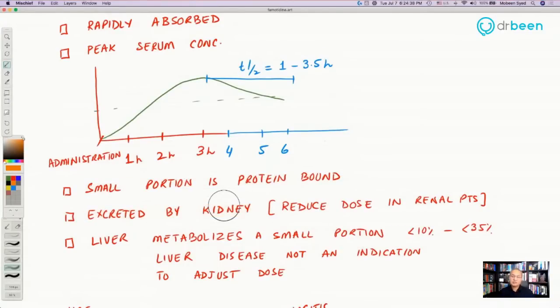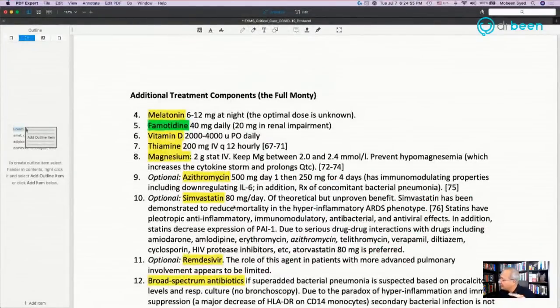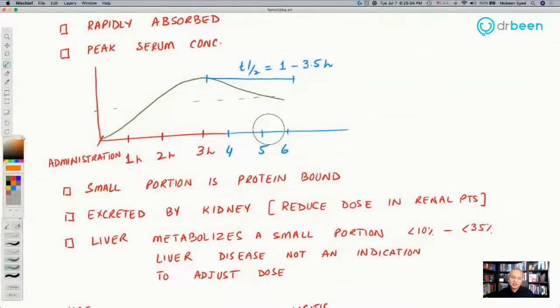And because they are excreted by the kidney, anybody who has renal impairment, especially of the glomerular filtration, or if they have kidney nephron disease, then the dose should be reduced. This is why, if you see here in the MATH+ protocol, they're saying Famotidine 40 milligram daily, 20 milligram in renal impairment. The reason is that this drug is secreted by the renal tubules. So if the kidney is damaged, then the drug cannot be secreted easily, and we have to reduce the dose.